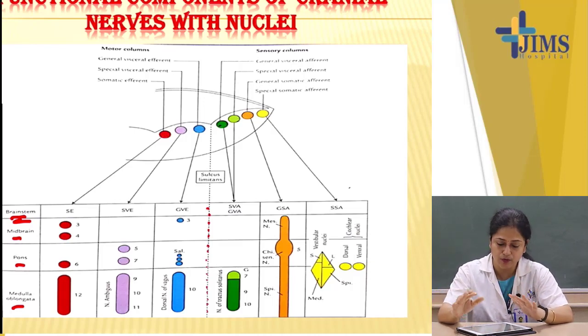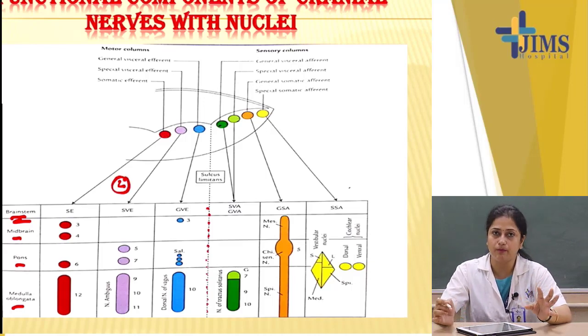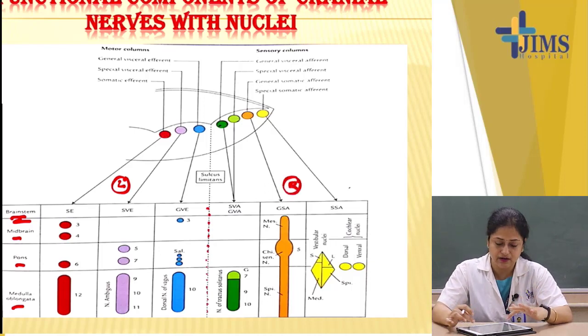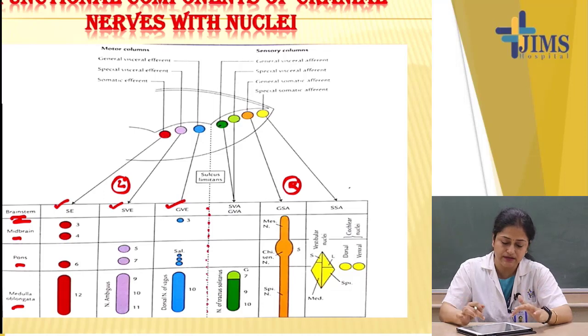Development part I am not going into the details. So on the left hand side of the sulcus limitans, in this picture you can see they are all the motor functional components that we discussed till now, and on the right side you can see all the sensory components that we discussed till now. So in the motor component, first I am saying, you have the somatic efferent, you have the special visceral efferent, you have the general visceral efferent, the three components.